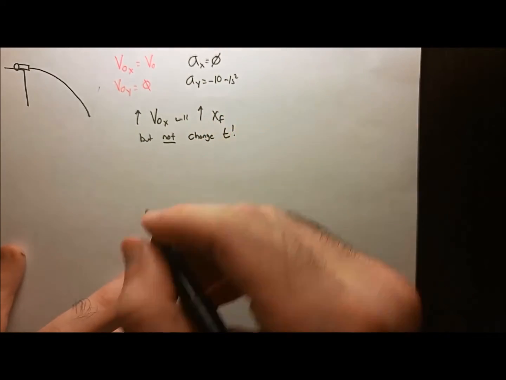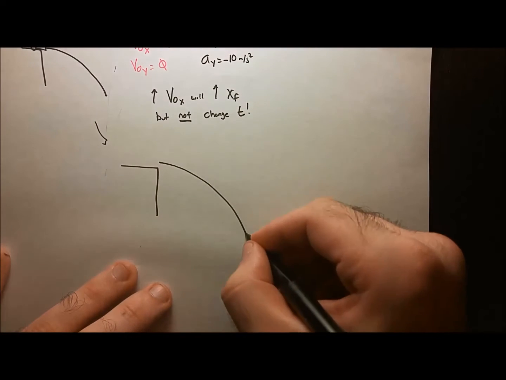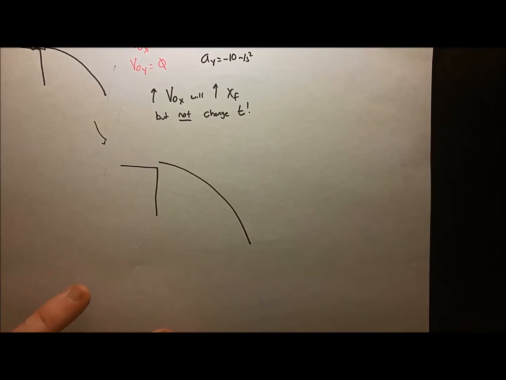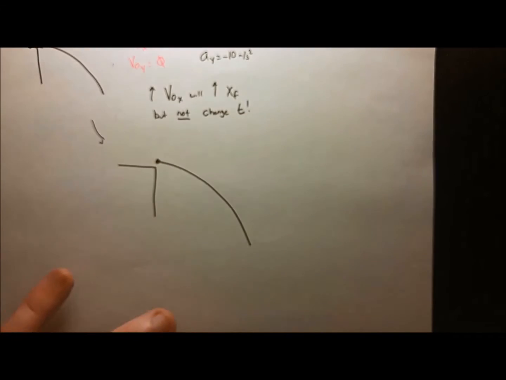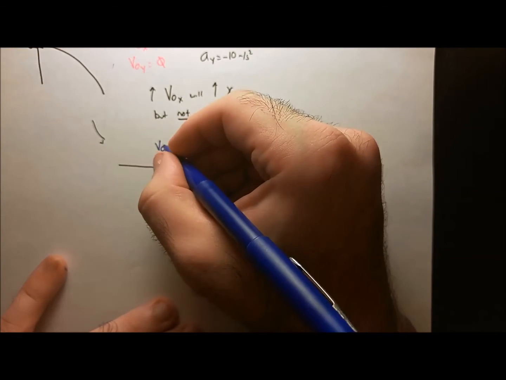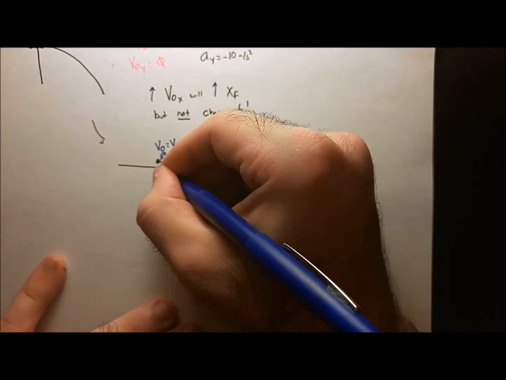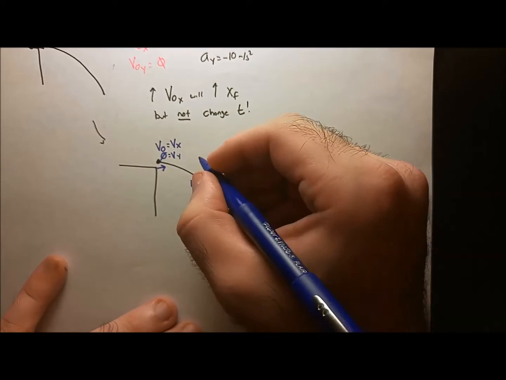If you increase the x velocity at first, it will change how far it lands, but it won't change the time. We learned that in class. Now we're going to look at different parts here. Again, in the beginning, the initial velocity is only in the x. The y velocity is 0. So everybody's going to have a little arrow.